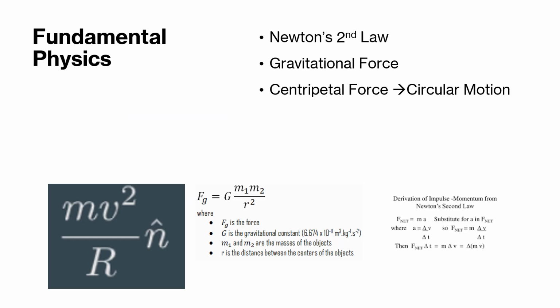So the fundamental physics involved are Newton's second law, gravitational force, centripetal force, and it all results in circular motion. Newton's second law is change of momentum over change in time, and we equate that to F net, and F net can be broken down into parallel and perpendicular components. The perpendicular component is mv squared over r, and that itself is the centripetal force. And we use Fg, which is the gravitational force, because we're dealing with large objects as our system, and they have large forces between them, and we need to take that into account in our calculations.